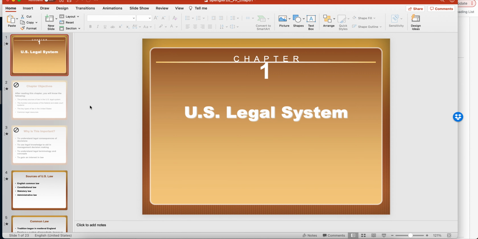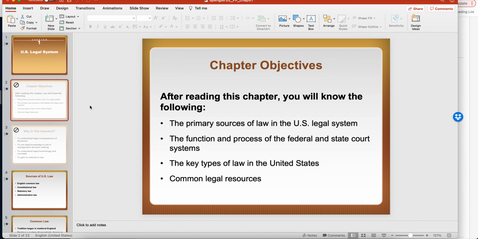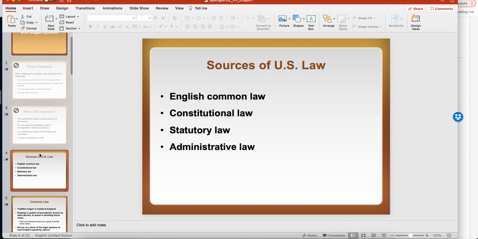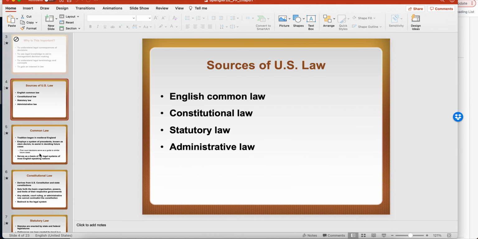So this first chapter is just kind of an overview on the U.S. legal system. I've hidden the chapter objectives, but you can see what the point of this chapter is: to understand the U.S. legal system, understand the process of federal and state court systems, different types of law in the U.S., and then some legal resources. So just briefly, again, I'm not going to go very in depth with this. I just wanted to give you an overview.